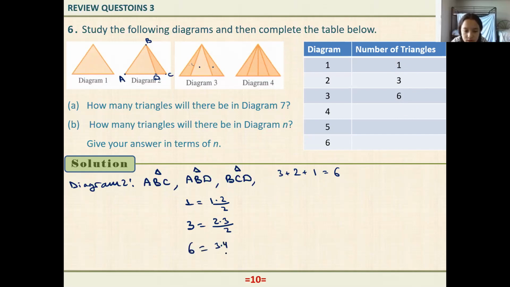It is 3 times 4 over 2. What will be the next number then? Next number, here we have 1, 2, 3. The next number will be 4 times 5 over 2. That's equal to 10. So then the next number will be 10.